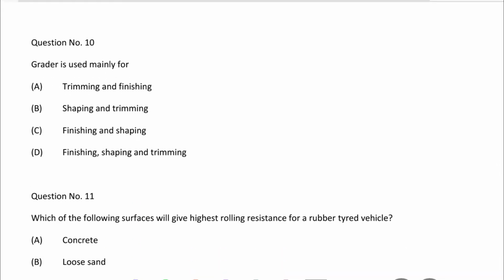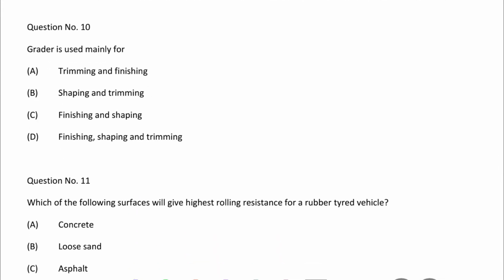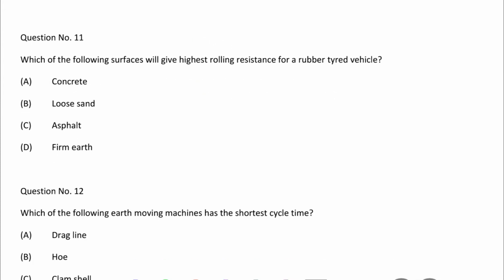So next question, a grader is used mainly for: option A, trimming and finishing; option B, shaping and trimming; option C, finishing and shaping; option D, finishing, shaping and trimming. So the correct answer is option D, finishing, shaping and trimming. So next question, which of the following surfaces will give the highest rolling resistance for a rubber-tired vehicle? Option A, concrete; option B, loose sand; option C, asphalt; option D, firm earth. So the correct answer is option B, loose sand.